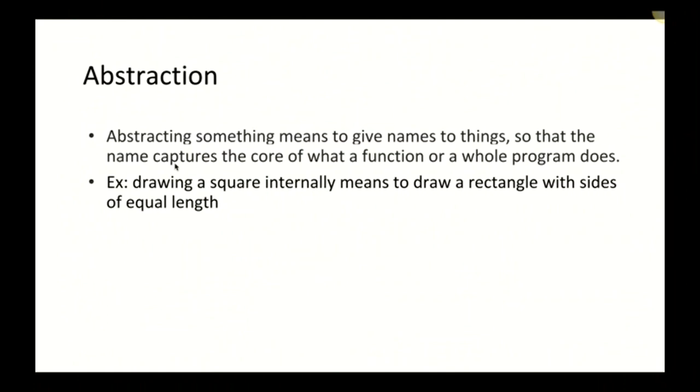Abstraction. Abstracting something means to give names to things so that this name captures the core of what a function or the whole program does. Let us see a real world example. Think if we are asked to draw a square. What that internally means is we are being asked to draw a rectangle with equal sides. So here, drawing a square is an abstraction to this entire sentence.